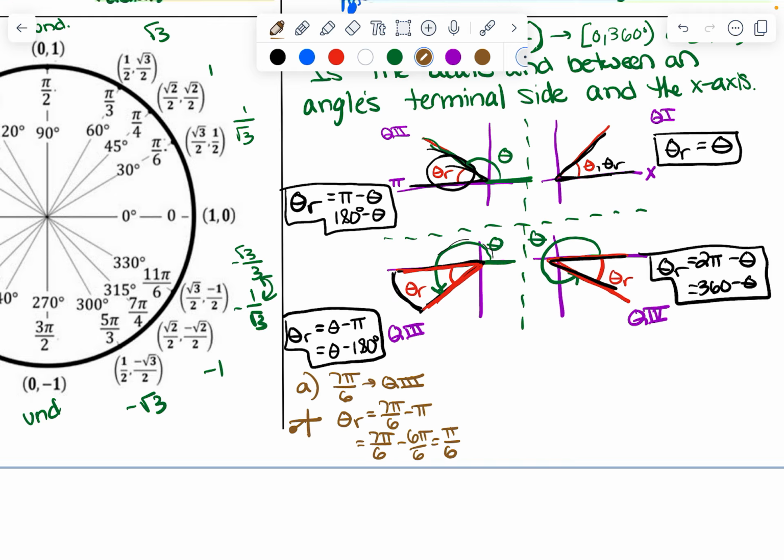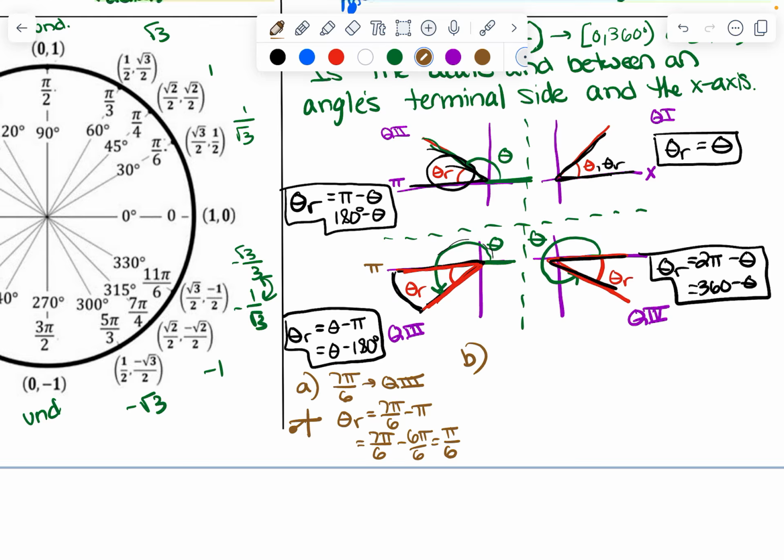Now, you don't have to show all of these steps. We already talked about how this is pi, and if this is 7 pi over 6, the difference is going to be 1 pi over 6, okay? But some of these will be a little more complex, so you might have to work out the common denominator and find the difference.